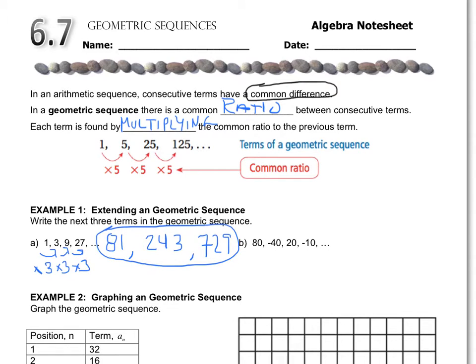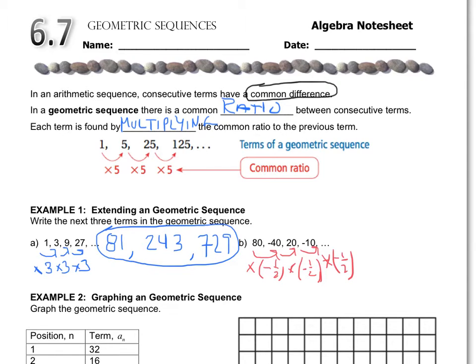Looking at the next one, again, if I look at these and I start trying to figure out what is actually happening, notice here our number is getting smaller. So we start thinking division, but we are still always thinking in common ratios as times a number. So we're going to be multiplying by a negative 1/2. Notice how the sign is going to change every other time. Times a negative 1/2 again, and times a negative 1/2 one more time.